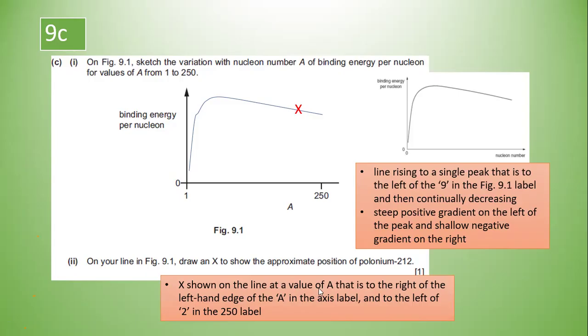Action on the line of A, that is to the right of the letter A. That's your A, to the right of it. Mine is too near already. And to the left of 2. To the left of 2, correct. Okay, probably alright.